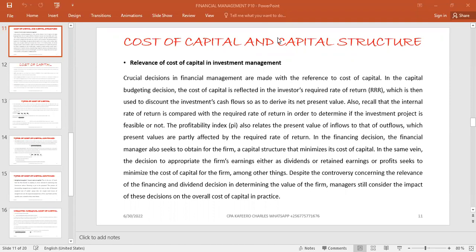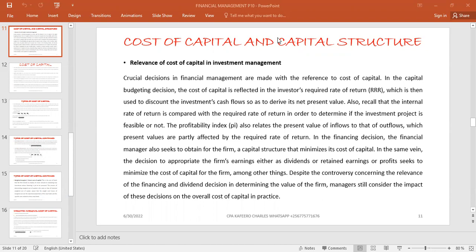And today we are proceeding with our series of financial management, and we are going to look at the cost of capital and capital structure, as we had agreed. That we'll first look at how we get this discount rate or the required rate of return, and from there we shall be able to resume with how we can discount the future inflows in order to know their present worth.